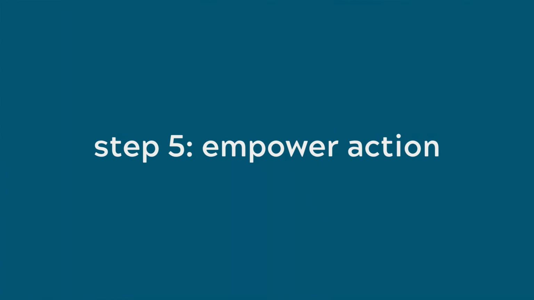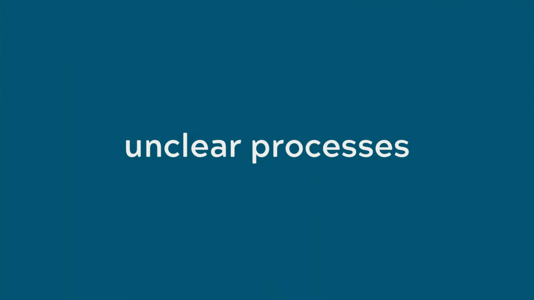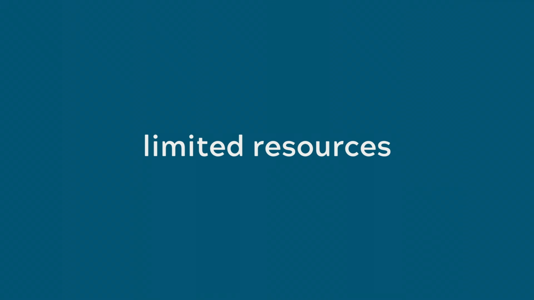The fifth step is to empower action. This step focuses on removing barriers that might prevent people from engaging with the change. Common barriers might include lack of training, unclear processes, outdated policies, or limited resources. For example, if faculty are expected to adopt a new learning technology, they may need training workshops, documentation or guides, and instructional design support. Empowering action helps people move from understanding the change to actually participating in it.